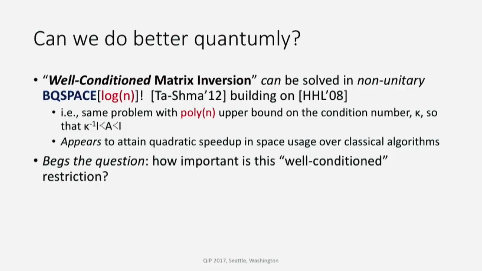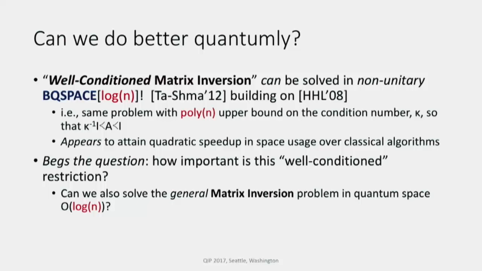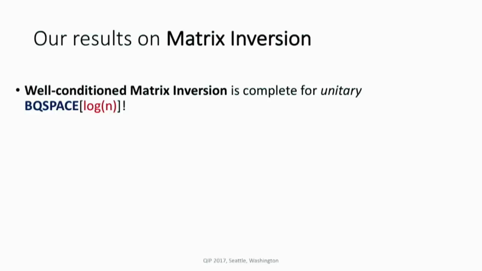But it begs the question, how important is this well-conditioned restriction? In particular, can we use Ta-Shma's result as intuition that maybe we should be able to also solve the general, unbounded condition number case in quantum space log of n? We're going to argue that the answer is no. So here are our results. We're going to show that in fact this well-conditioned matrix inversion problem is complete for unitary BQ space log n.